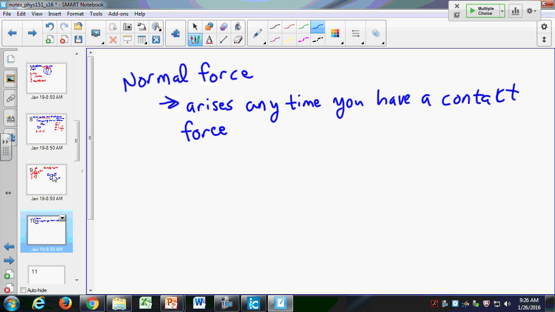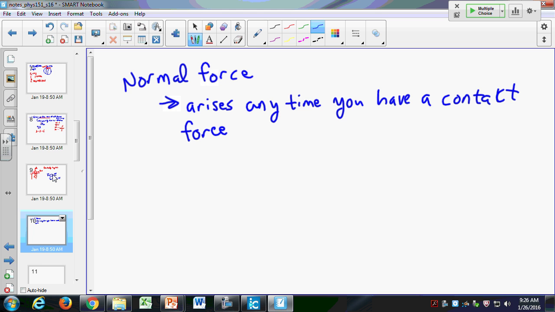It is, in fact, the equal and opposite force. When I say equal and opposite, which of the three laws? The third law, right. So Newton said that for every force that we have, there must be another force that's exactly the same, but in the opposite direction. Okay? And the normal force is that force in response to a contact force.